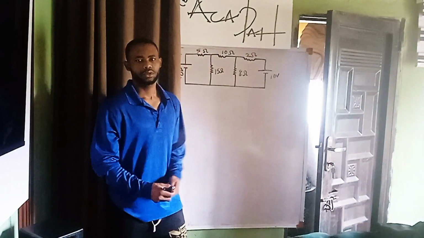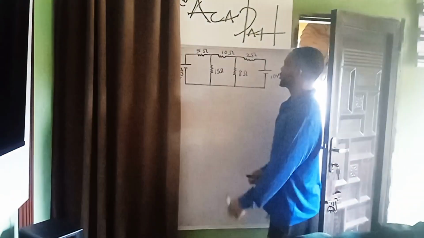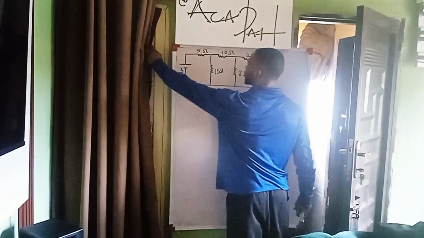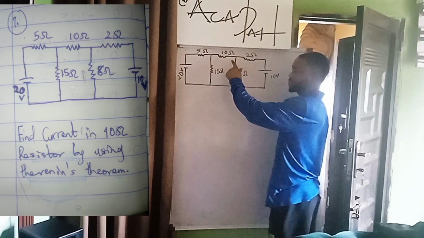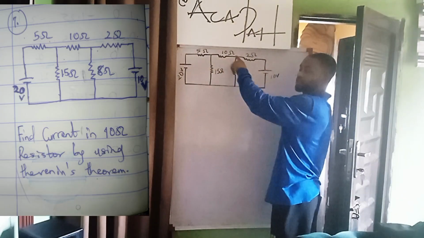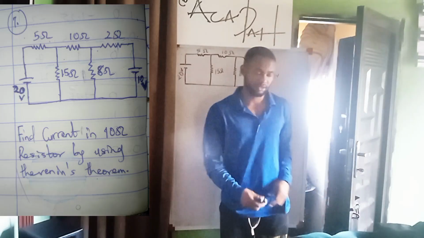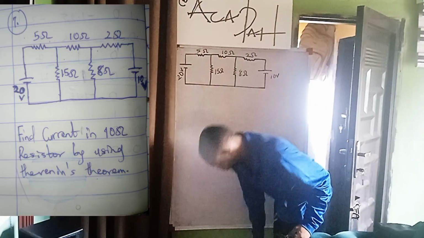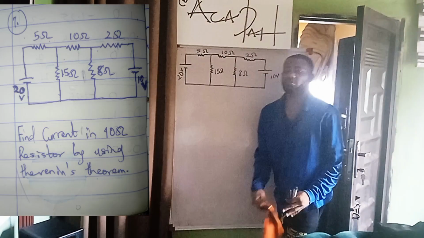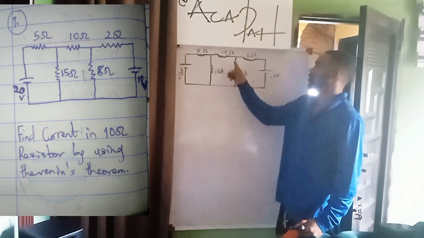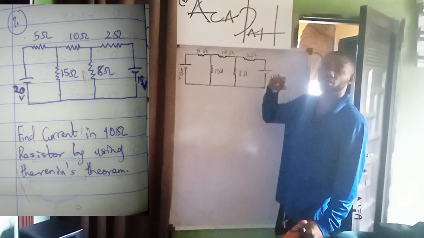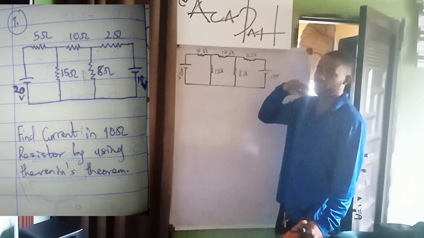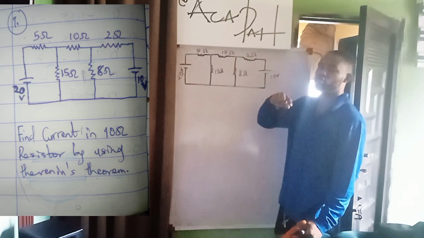You can see in this video, they asked us in the question that we should find the current flowing through the 10 ohm resistor using Thevenin theorem. So in order to do that, this 10 ohm resistor has to be put in an open circuit.